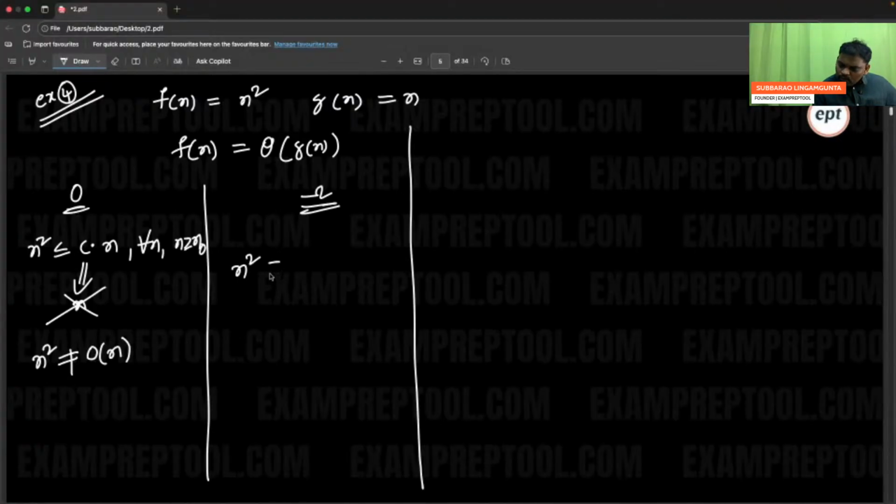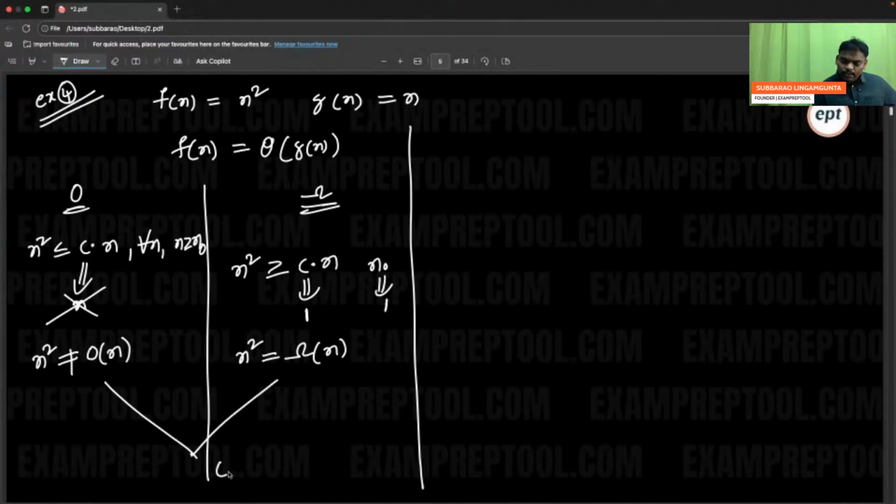See, n square greater than or equal to some c into n. So c value 1 you can take, and n0 value also you can take. So what I mean to say is omega is possible: n square is omega of n. But big O not possible, omega possible. So theta not possible. Remember, theta is the and operator. Theta says that big O and omega both should be satisfied. Because of only omega, with big O not there, theta is not possible.